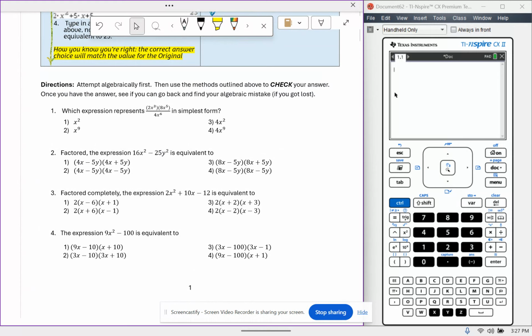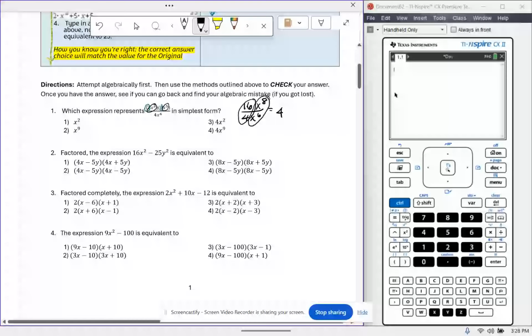So it says, question 1, which expression represents 2x to the third times 8x to the fifth over 4x to the sixth in simplest form? First, when we're multiplying two monomials, we multiply the coefficients out front first. So we'll get 16, and then x to the third times x to the fifth. When we multiply like bases, we add the exponents, and then we have 4x to the sixth down below. So first we reduce the coefficients out front. 16 divided by 4 is 4, and then x to the 8th over x to the 6th. When you divide like bases, you subtract the exponents. 8 minus 6 is 2, 4x squared. The answer is choice 3.